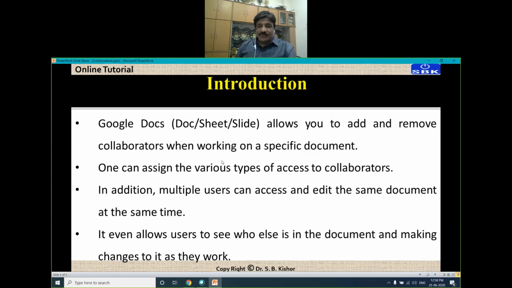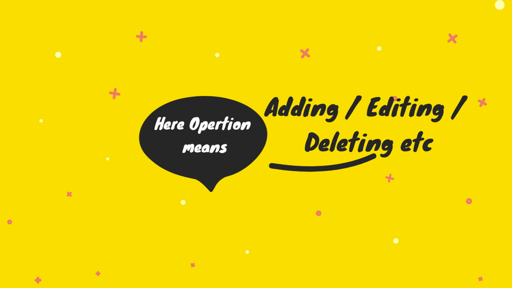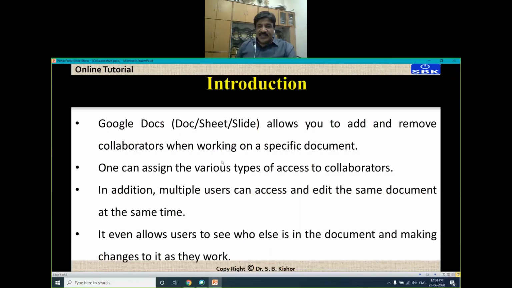One can assign various types of access to the collaborators. It means you can make them an editor, or you can make them a viewer, where they will be able to see only the content of the file but will not be able to perform any kind of operations on it. In addition, multiple users can access and edit the same document at the same time. And you will even be able to see what individuals are doing when they are working with that particular file. It means you will be able to see who is making certain changes in the document.